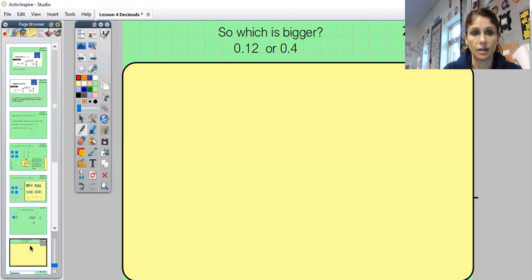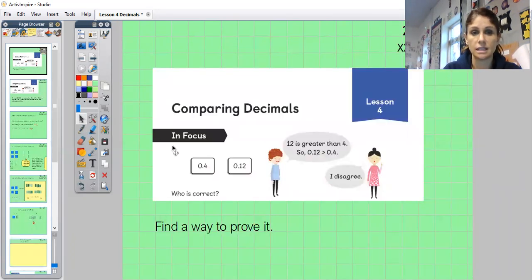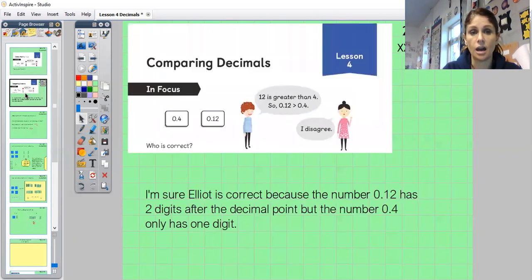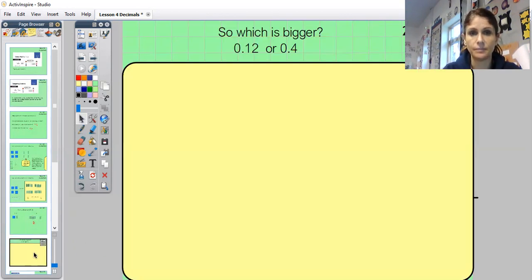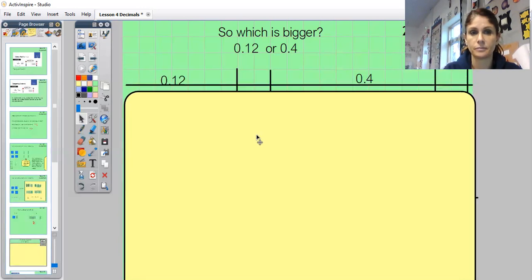Okay. So which is bigger? Going back to our original question, let's just have another look at it. Elliot thinks that 0.12 is greater than 0.4 because 12 is greater than 4. Ruby disagrees. She said that she thought the number 0.12 has 2 digits after the decimal place, so it must be bigger. Am I correct? Well, hopefully this is what we found out.